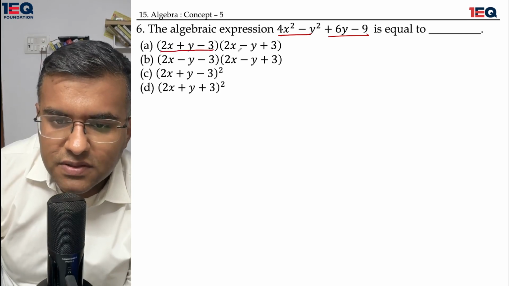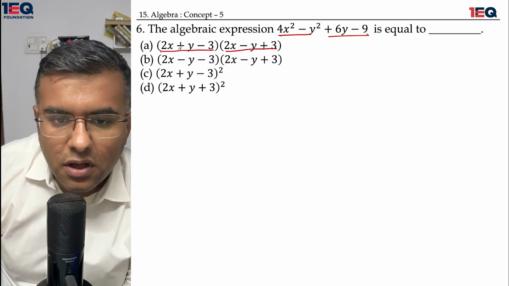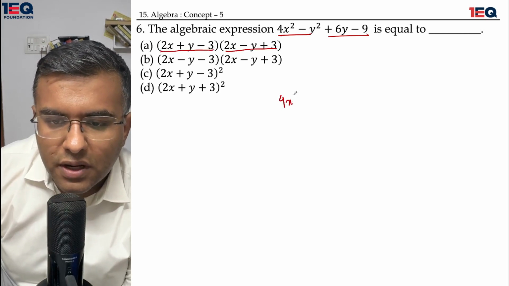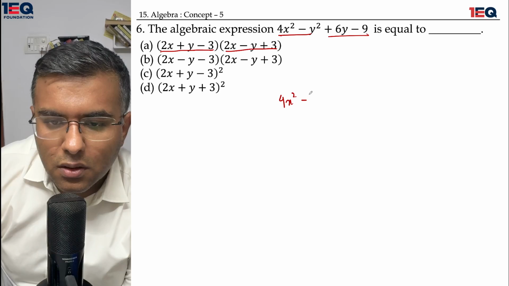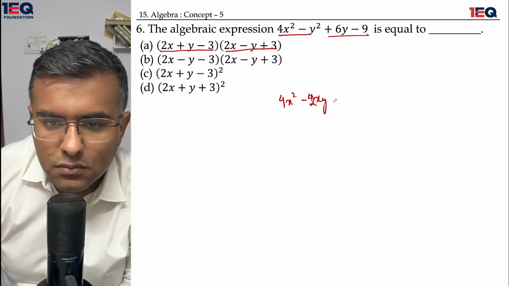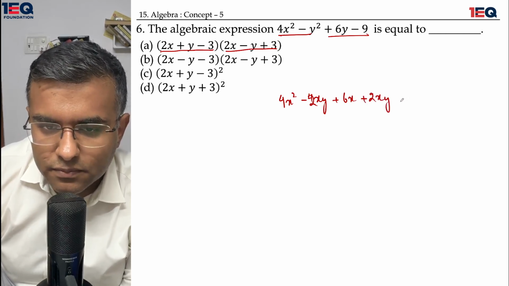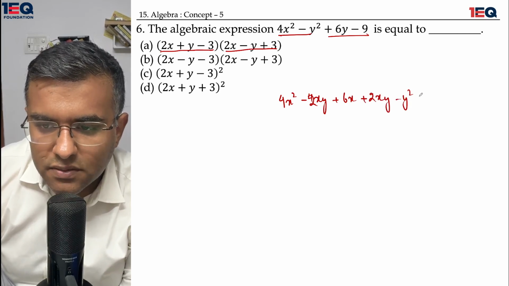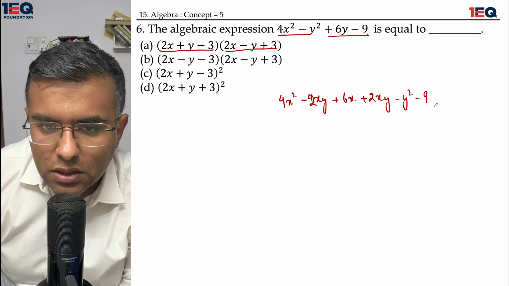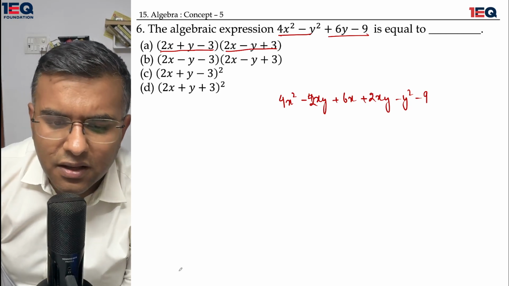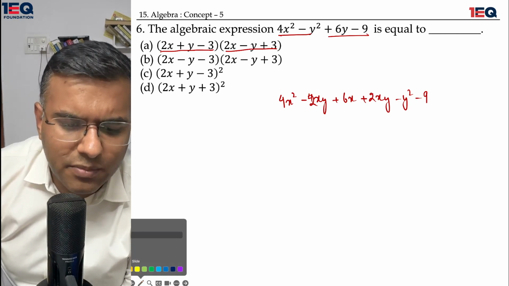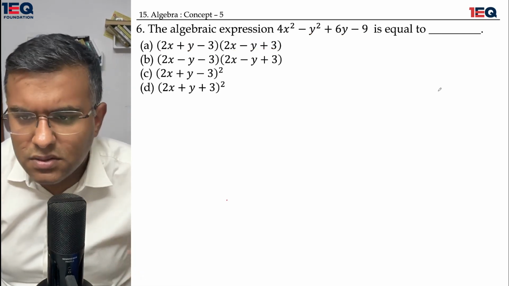If I do that, I get 4x square minus 2xy, 4x square minus 2xy plus 6x plus 2xy minus y square minus 9 minus 3y. Yeah, there is a better way of solving it. Just a moment.